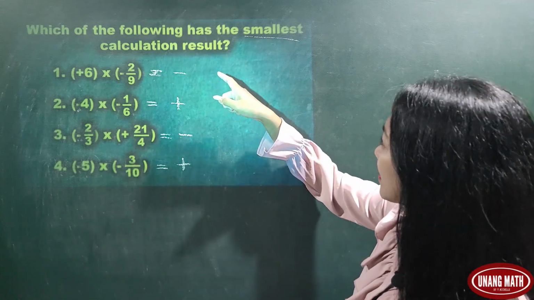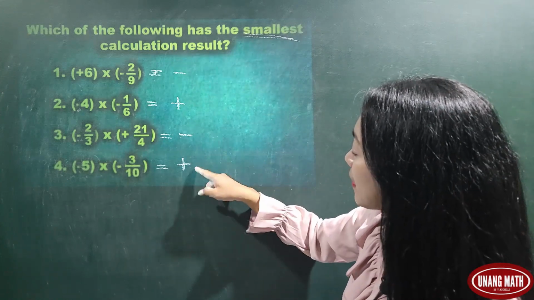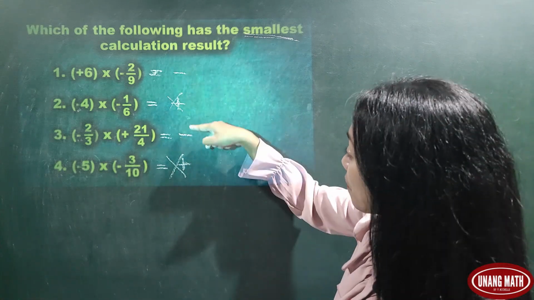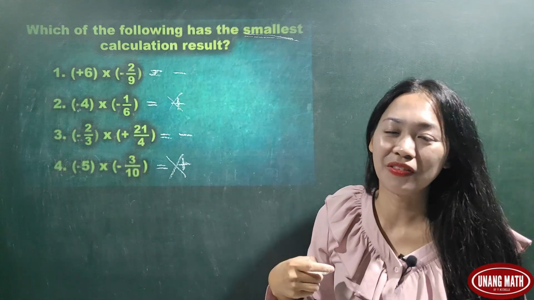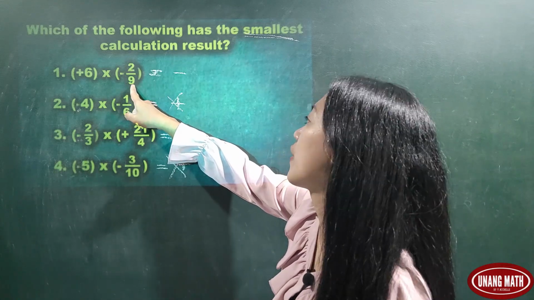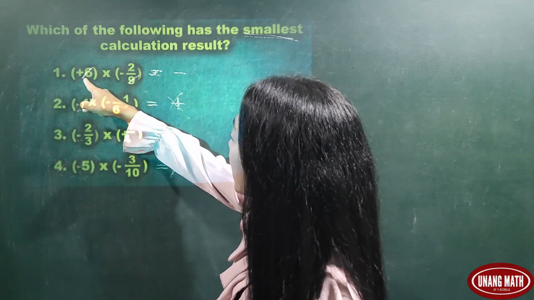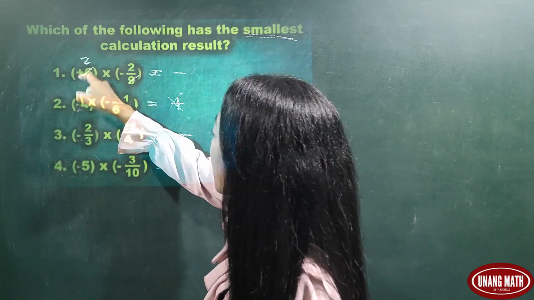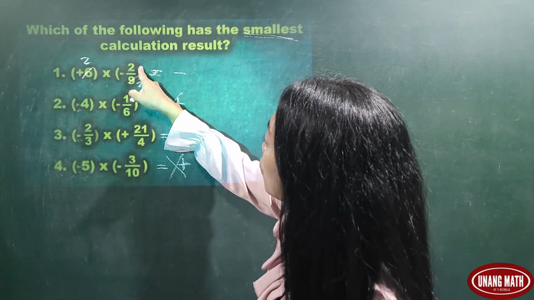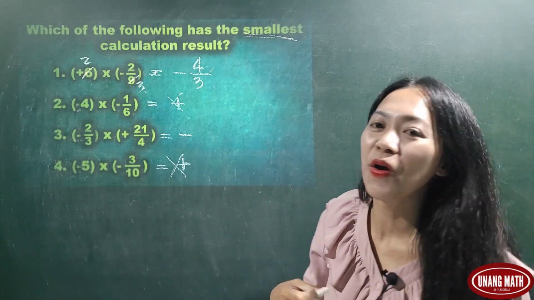The question is asking us to find the smallest calculation result. Negative, positive, negative, positive. We can now exclude the positive numbers here. We will just compare these two results. Okay, let's have number 1. Positive 6 times negative 2 over 9. We can simplify. 6 and 9 have the common factor 3. So 6 divided by 3 becomes 2, and 9 divided by 3 becomes 3. So this is 2 times 2, which is 4, and then the denominator is 3. So we have negative 4 over 3.